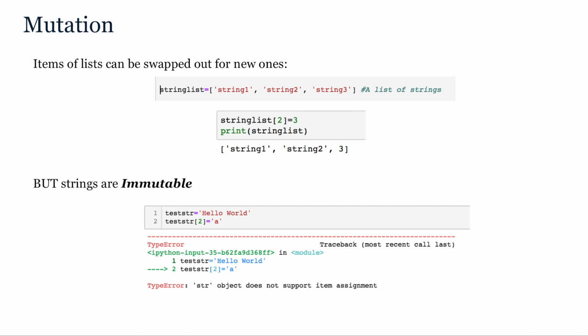On the other hand, strings are immutable. So this means that if we attempt the same operation on a string to swap out the second index with the character A, it will throw an exception saying that string object does not support item assignment. In other words, it's immutable.